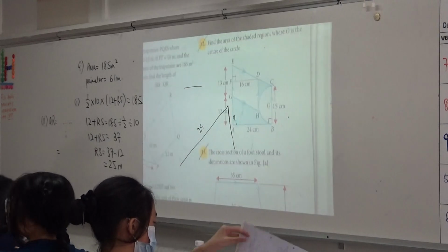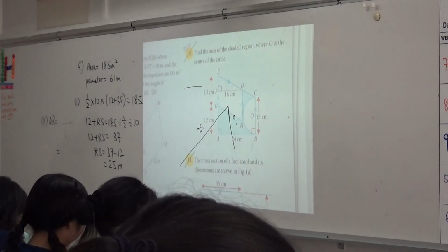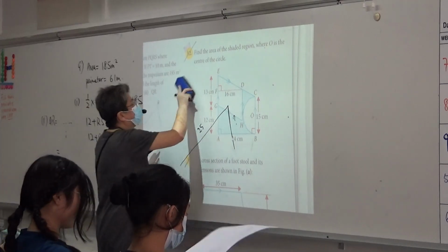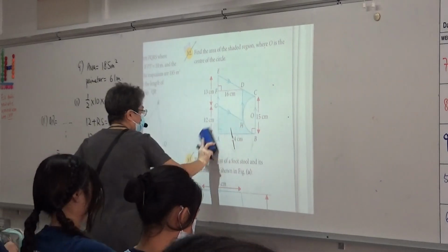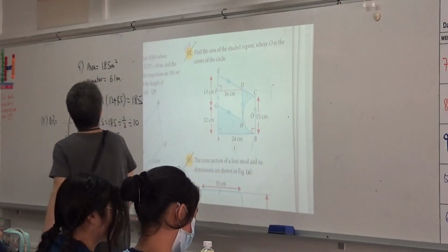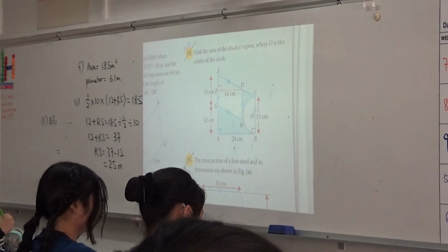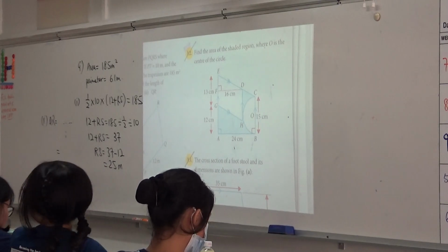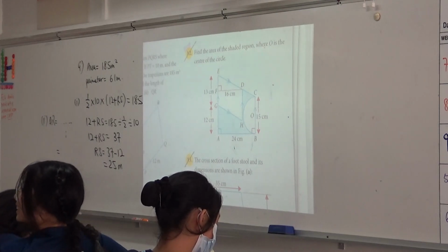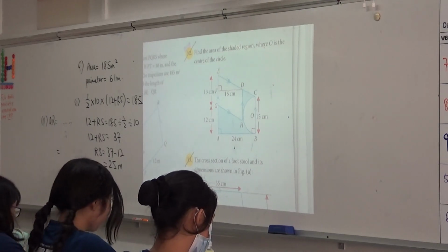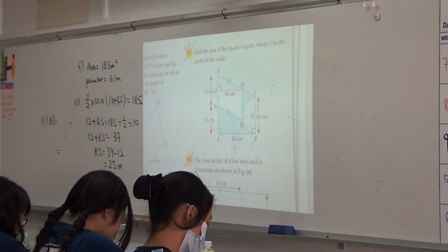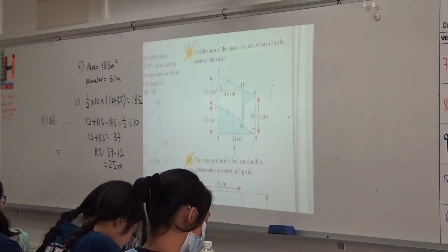You draw the diagram. Can you do question 12 for me? Question 12. It's actually quite simple. You want to find the area of the shaded region.